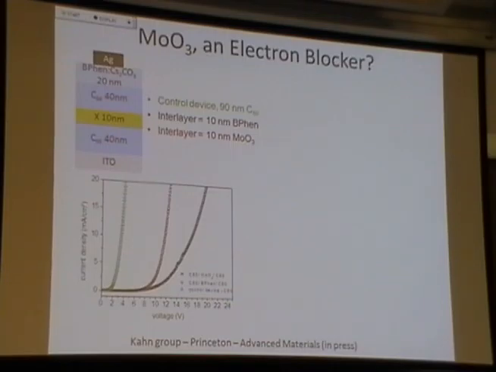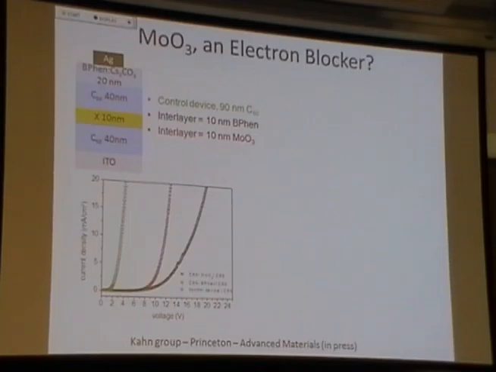All right, so is molten oxide an electron blocker? The series of experiments was done by Jens Meyer, who was a postdoc in Antoine Kahn's group and now works for Philips. This is about to come out in Advanced Materials. It's a series of experiments changing various interlayers to figure out whether molten oxide is electron blocking. So we've got ITO, we've got C60, and then 40 nanometers of C60, and 10 nanometers of an interlayer.